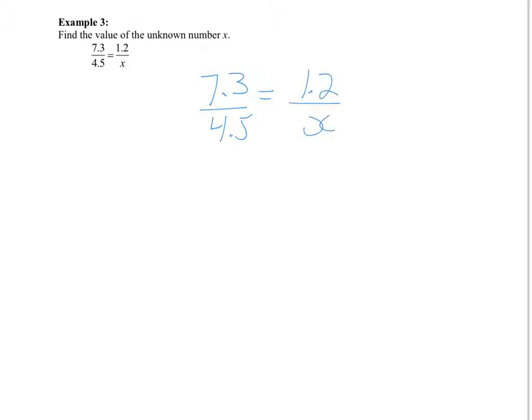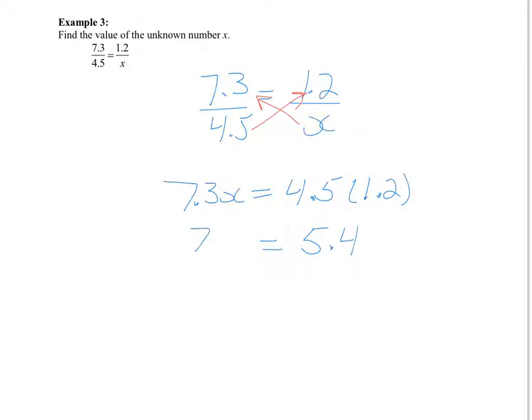Okay, so we know the first thing we've got to do is cross multiply. So 4.5 times 1.2. It doesn't matter what the order of the numbers is when you multiply them together. And then x times 7.3, so we know that x is now attached to 7.3. And when we multiply 4.5 times 1.2, that gives us 5.4, and then we still have 7.3 times x over here.